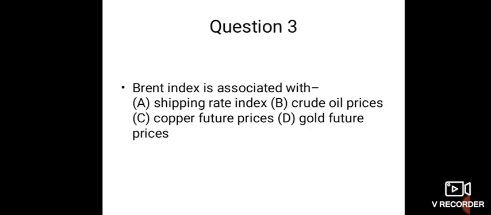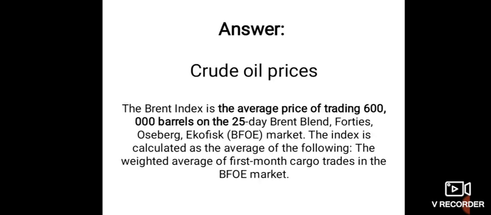That is, the Brent index is associated with. Option A, shipping rate index. Option B, crude oil prices. Option C, copper future prices. Option D, gold future prices. And the answer is, it relates to crude oil prices. That is, the Brent index is particularly related to crude oil prices.